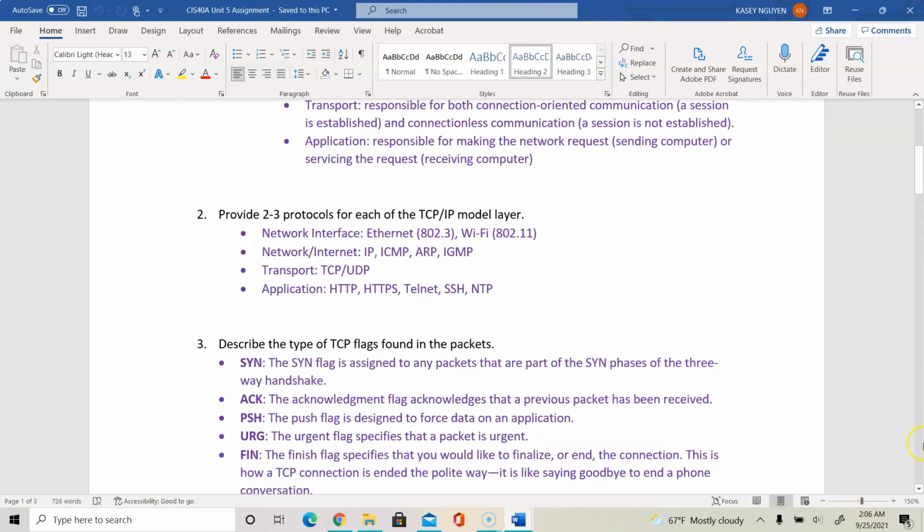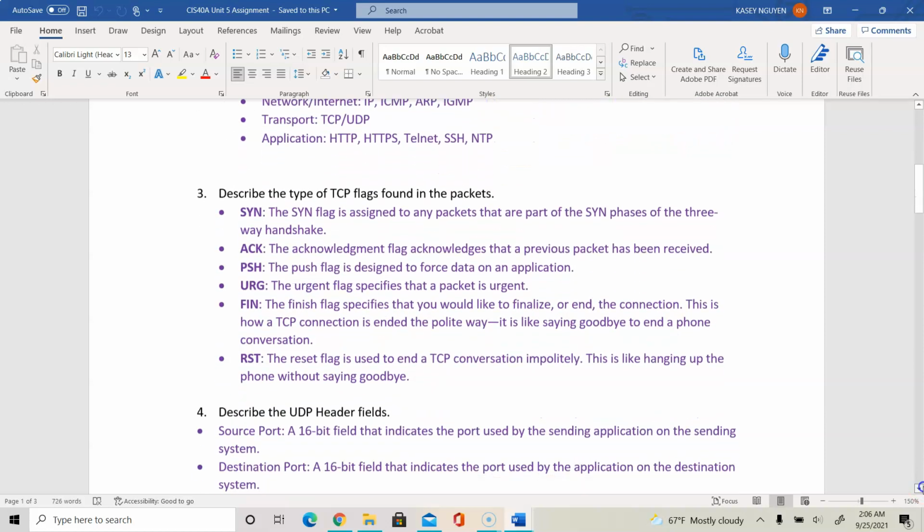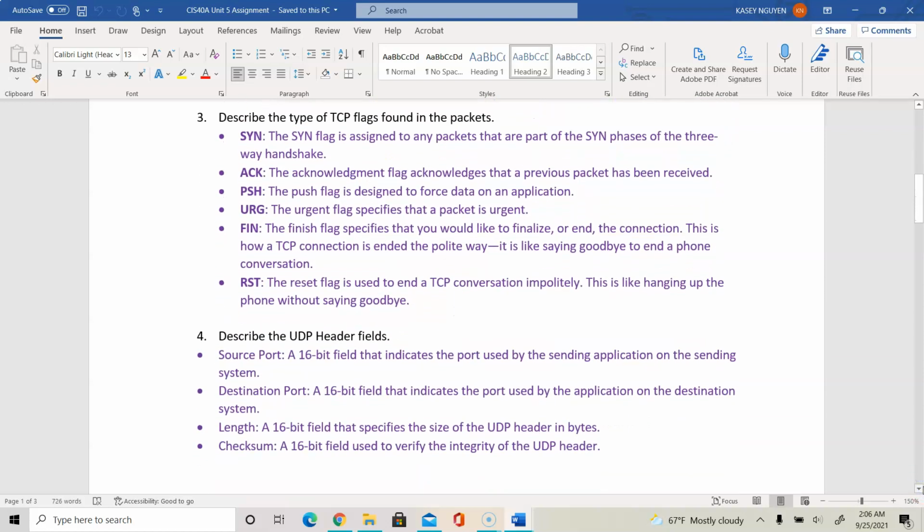Going back to the questions, we can address the next question. For number 3, it asks you to describe the TCP flags, and you can find that in the notes as well. So here we can say the SYN flag is assigned to any packets that are part of the SYN phase of the three-way handshake. ACK is the acknowledgement flag, to acknowledge that the previous packet has been received. Push is a push flag designed to force data onto the application. FIN is to finish, and it specifies that you would like to finalize and end the connection. This is how TCP would end politely.